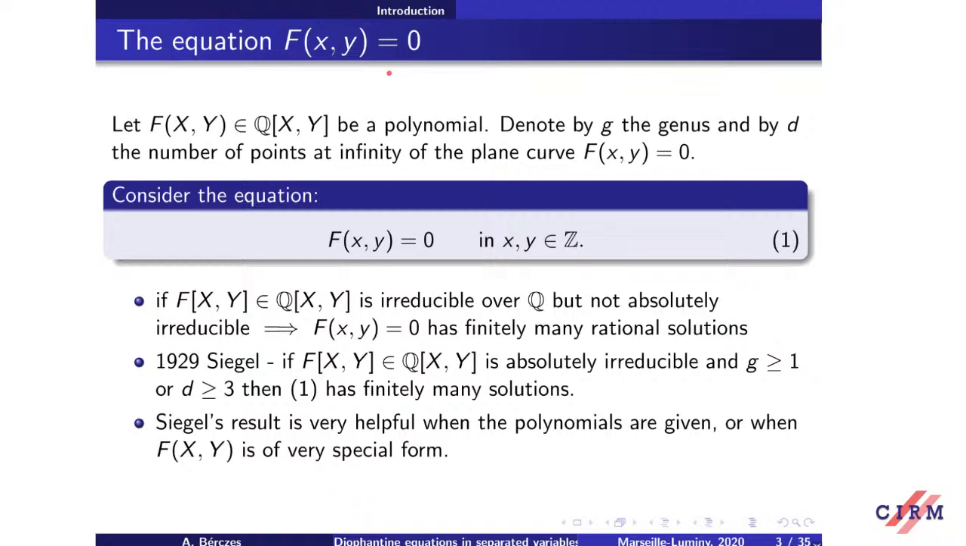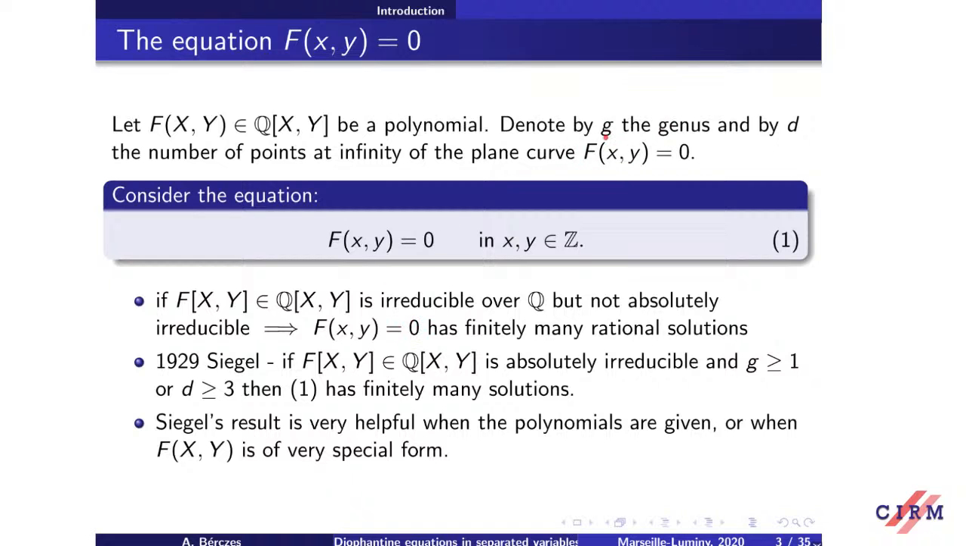So first of all, if we take a Diophantine equation of the shape f(x,y) = 0, where f(x,y) is a polynomial with rational coefficients, then in principle, the main question may be when this equation may have finitely or infinitely many solutions. And of course, we know that if f(x,y) is irreducible over Q, but it is not absolutely irreducible, so it is not irreducible over C, then f(x,y) = 0 has finitely many rational solutions.